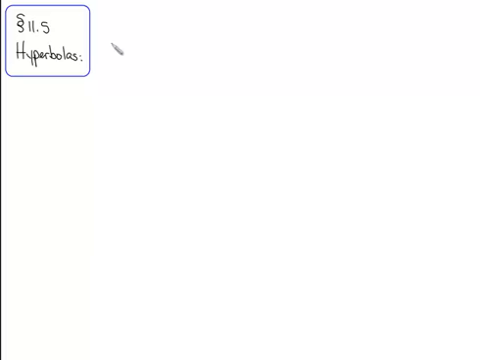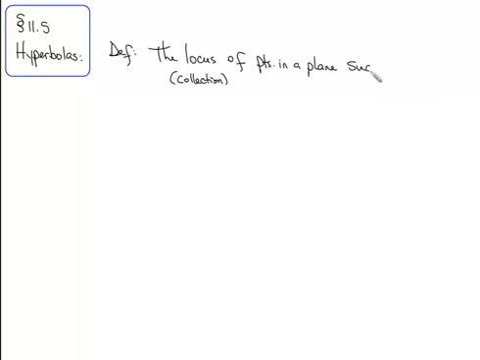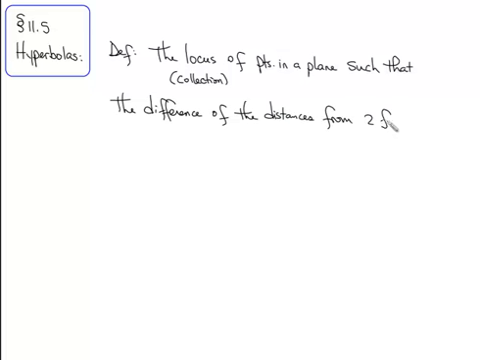Okay, the definition of a hyperbola is the locus, which again basically means collection of points in a plane such that the difference of the distances from two fixed points to any point on the hyperbola is a constant.